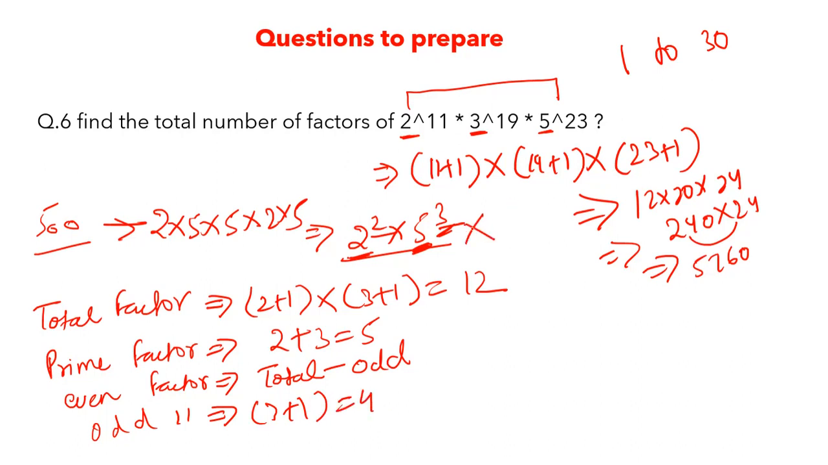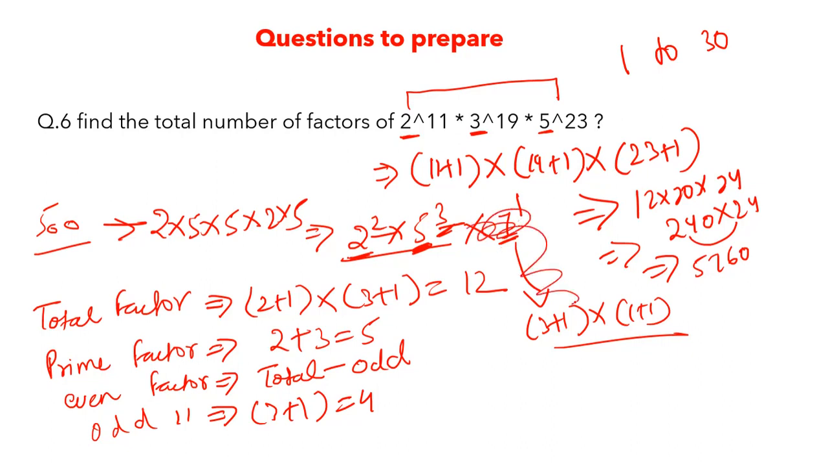What if I was having something like 5 raised to 3 into 7 raised to 1? So here 7 is also odd number. So you will be doing like 3 plus 1 into, that is, to this power we are adding 1, and into this is also odd, so into 1 plus 1. So that is going to be the case if there are more than one odd number. Well, as of now this is not the case, so let's just cut this out. Okay, so odd factors we got are 4. Now even factor is going to be 12 minus 4, that is going to be 8.